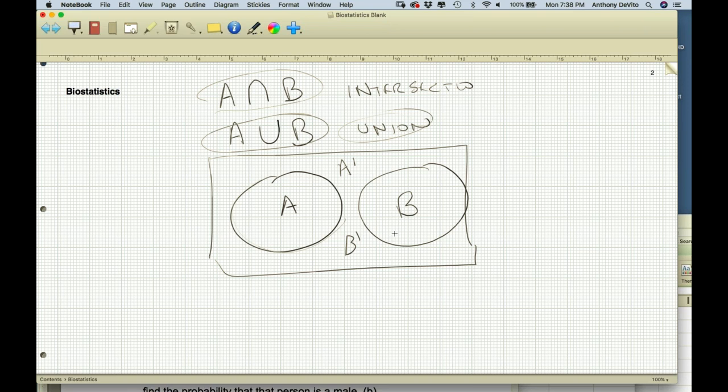Okay, so what area would be contained in the union of A and B here? It would be everything in here plus everything in here, right? Okay, what would be contained in the union of A and not B? Will that be what's in here and whatever's not in B as well? Okay. Let me try another piece of paper here.